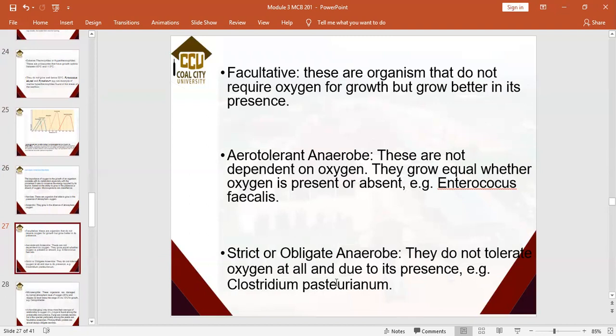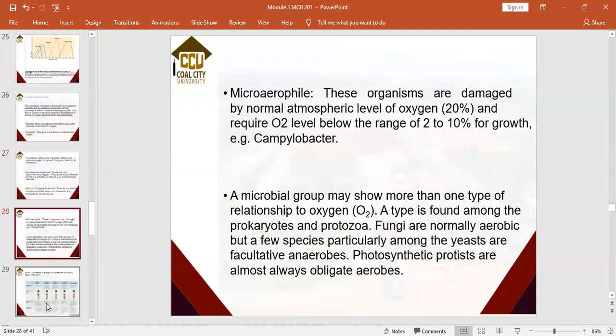You see it mostly in food. Then we have the microaerophiles, that is, they need a little oxygen. They are damaged by the normal atmospheric level of oxygen. An example is Campylobacter. Microbial growth may show more than one type of relationship to oxygen.